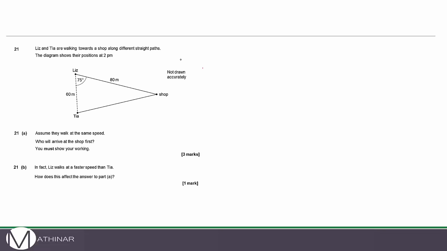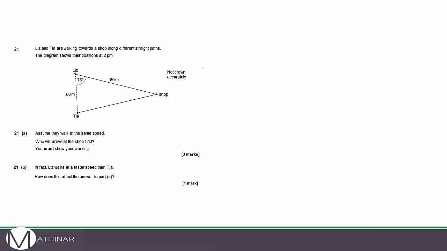Question 21. Liz and Tia are walking towards a shop along different straight paths. The diagram shows their positions at 2 p.m. So Liz is here, Tia is here. Assume they walk at the same speed. Who will arrive at the shop first?